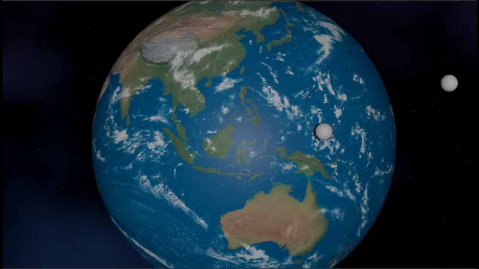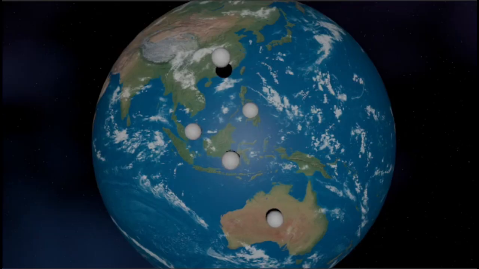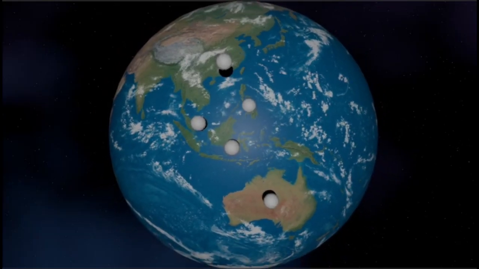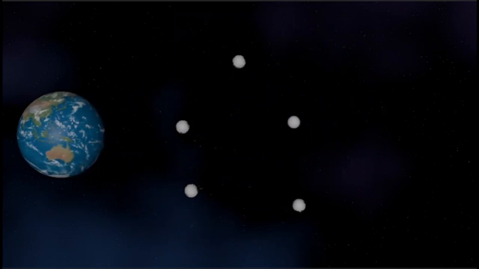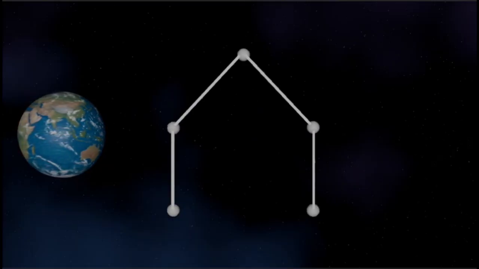To understand this problem better, let's convert the globe map into a graph representation. Here are selected countries. Each country is now a node and every shared border is an edge connecting two nodes. Our goal is to color this graph using the fewest colors possible, ensuring that no two connected nodes share the same color.